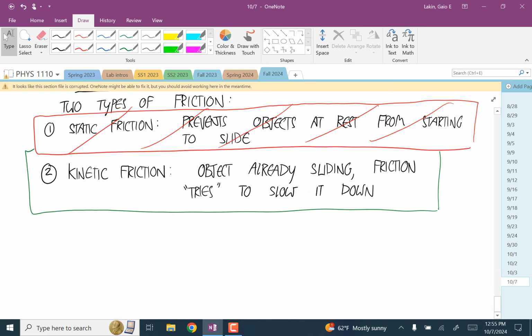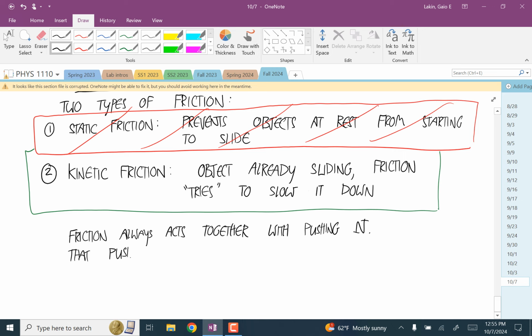Okay, so one thing to remember about friction is, friction always acts together with a pushing force, N. That pushing force is what forces the two surfaces together.